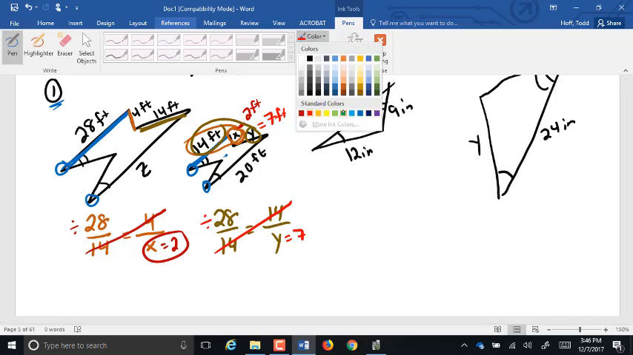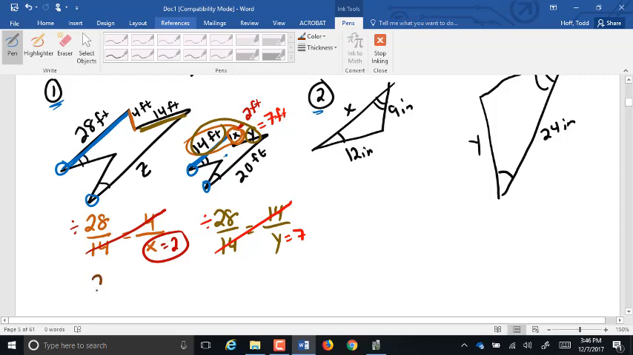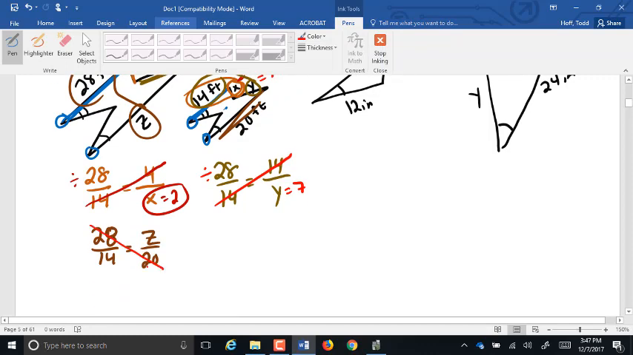So we've got one more side to find there, Z. We're going to keep the 28 over 14. Is Z going to go on top or bottom? Top, because it's from the same figure as the 28. And the corresponding side from the other figure is the 20 feet. So now we will cross multiply and divide there. It'll be 28 times 20 divided by 14. Z is 40 feet. Any questions on that one?